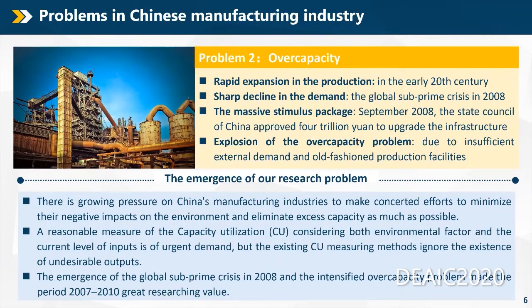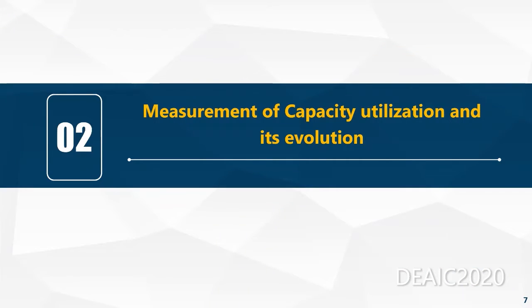The emergence of global subprime crisis in 2008 and the intensified overcapacity problem made the period 2007 to 2010 great researching value. So we propose a new measurement of capacity utilization and try to measure its evolution.